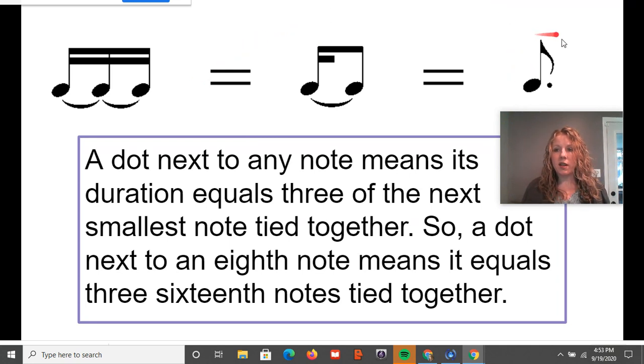So let's start on the right side of this equation over here. So we have a dot next to an eighth note. Well, we could think of that as a sixteenth note tied to an eighth note like we saw on the previous slide, or we can think of it as 3 sixteenth notes tied together. When we're thinking of it this way, it's called subdividing.